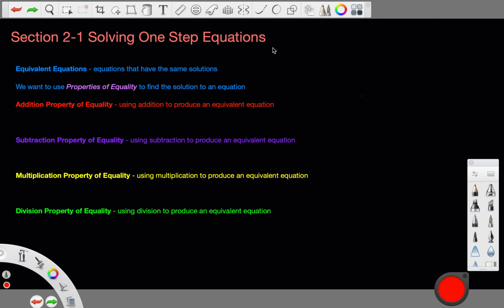Now, I'm going to give you an example of each to show you when you need to use them. I'm going to color code them. So the first one I'm going to do is in red, and that links up to the addition property of equality. All right, so let's get started.